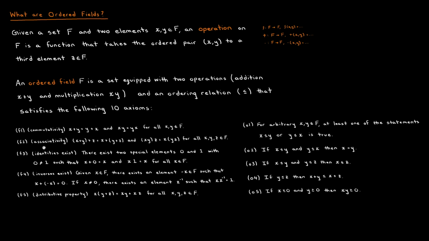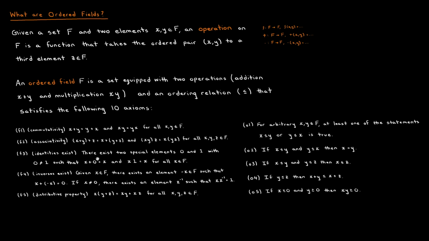The next axiom is the associative axiom, and this allows us to re-bracket terms whenever we're doing operations. In other words, I can first do x plus y and then add z, and that will be equal to first doing y plus z and then adding x. And similarly with multiplication.